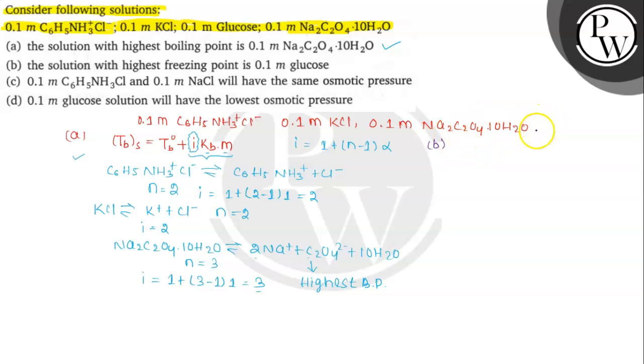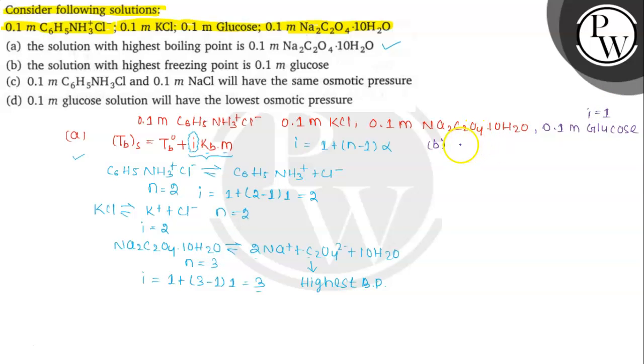Another thing is that glucose is also 0.1 molality. As glucose is a non-electrolyte, its i value is 1, so it is the lowest, because if we compare these four solutions, the i value will be highest for Na2C2O4·10H2O. Now the freezing point.